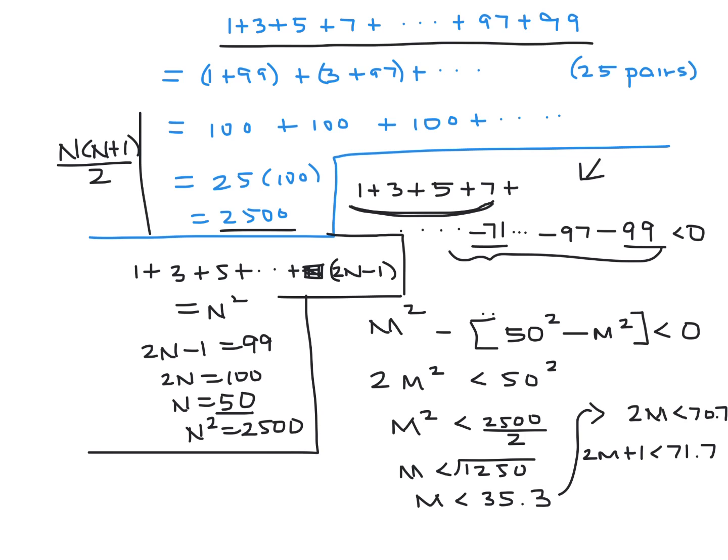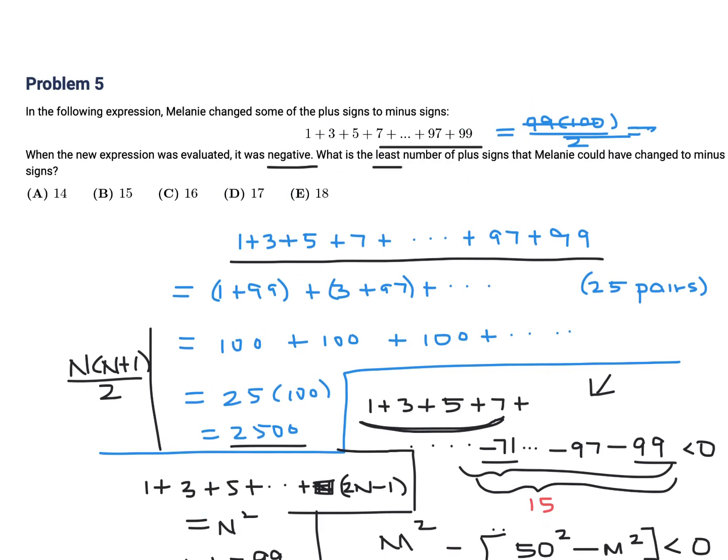And that's very important. And then you have to just count how many numbers there are from there to there. 71 until 99, the odd numbers. And when you do count them, you get 15. So 15 is the answer. So that would be B.